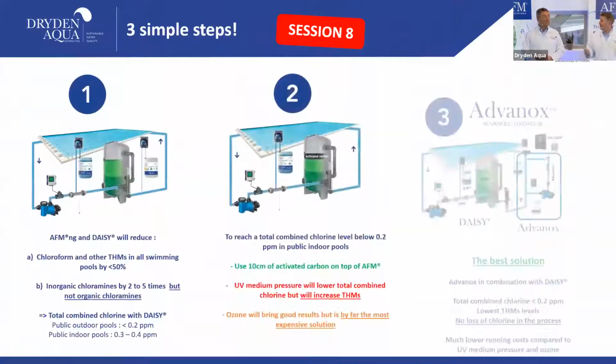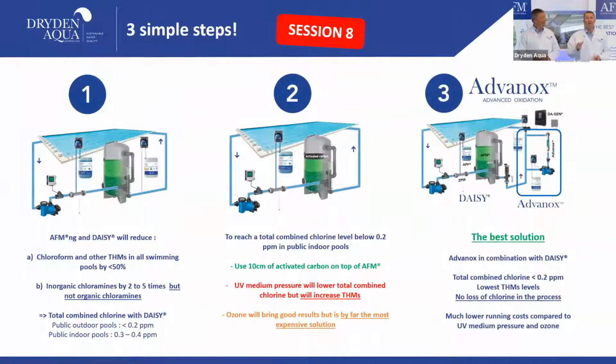As always, review of the previous session in 3 simple steps. Step number 1 was the use of AFM, NG, and DAISY to reduce the formation of chloroform and THMs, to reduce your inorganic chloramines. But what you cannot do is reduce your organic chloramines. Therefore, step number 2. You have 3 options that we know already. Use a small layer, 10 centimeters, of activated carbon on top of AFM. That will solve the problem. You will be definitely below 0.2.